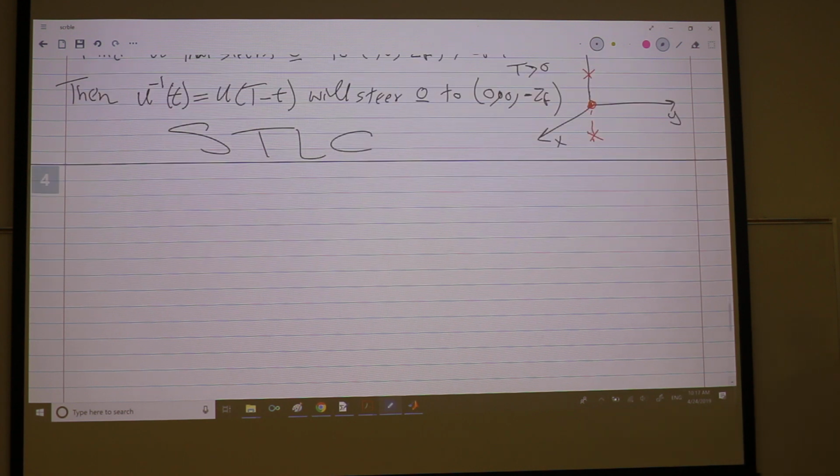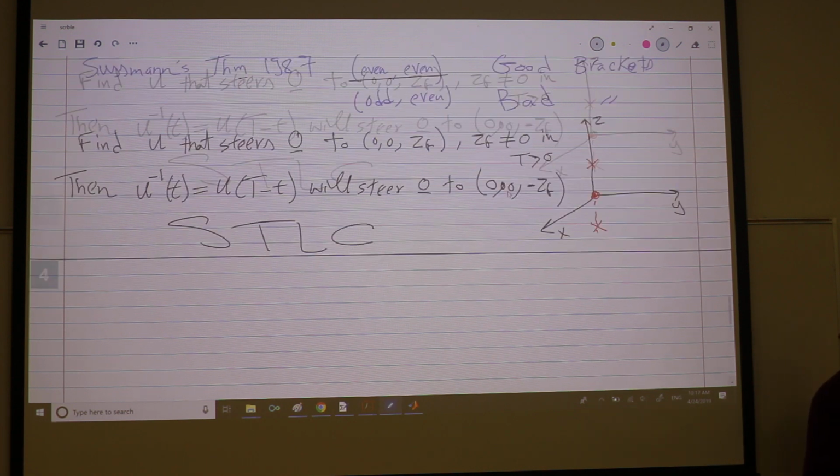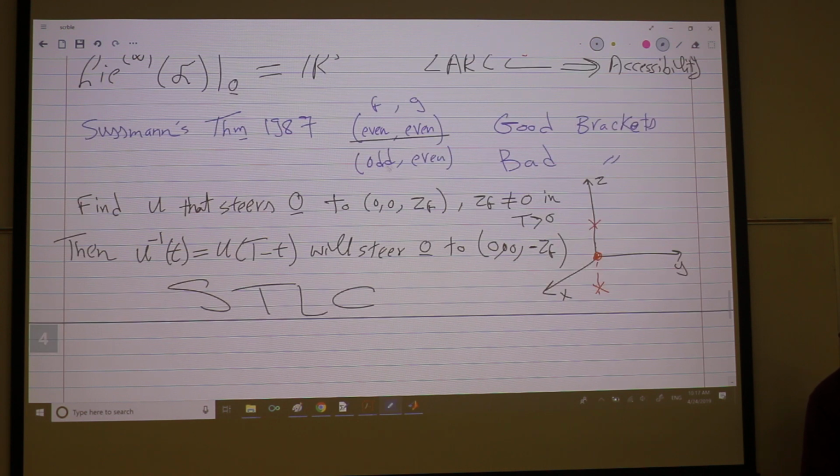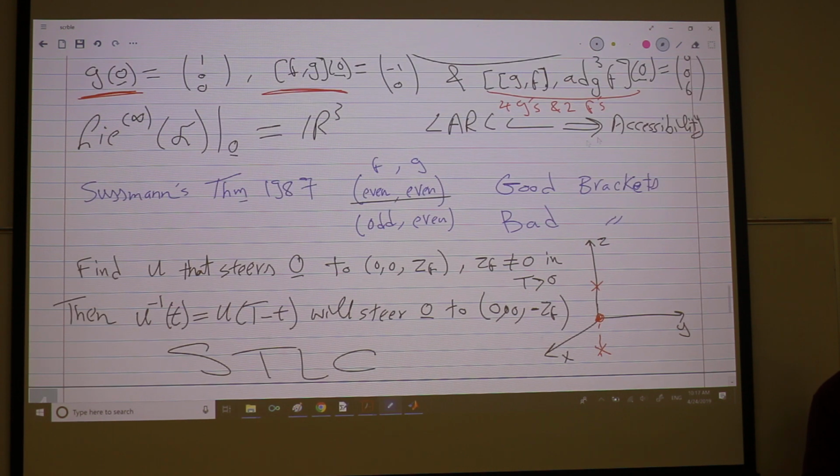Odd even is always not accessible, right? Say it again? So when f is odd and g is even, the system is always not accessible. Is that right? No, it's actually accessible. We don't come to this point unless the LARC is satisfied. If the LARC is not satisfied, I don't care about the type of the bracket. If the LARC is not satisfied, I didn't cover the tangent space, I'm not even accessible.